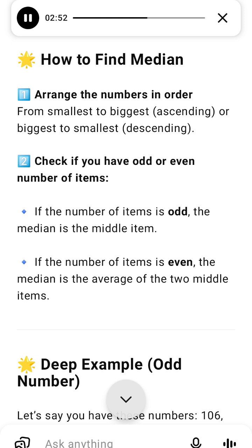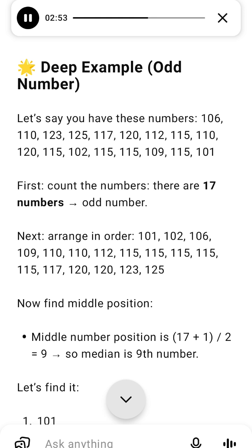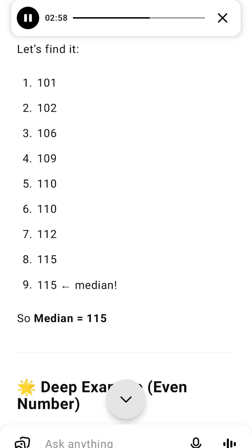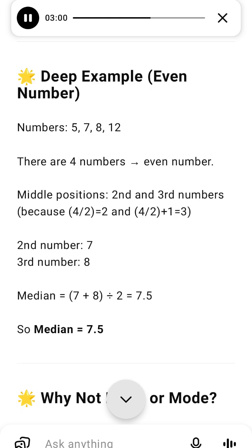What is median? Median is the middle value of a set of numbers arranged in order, from smallest to largest or largest to smallest. Median splits data into two equal halves. Half of the numbers are below the median. Half of the numbers are above the median.